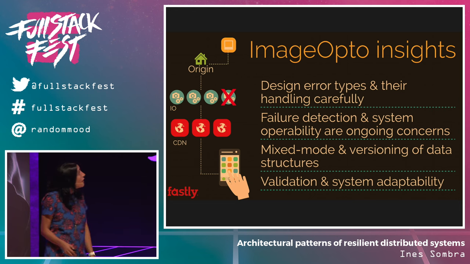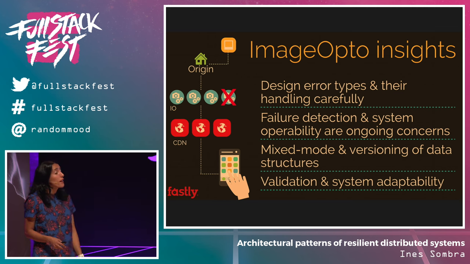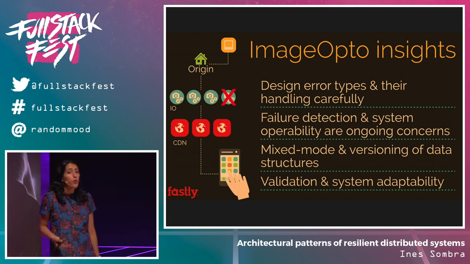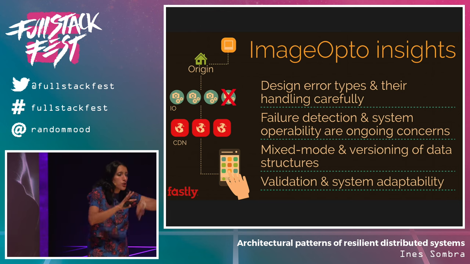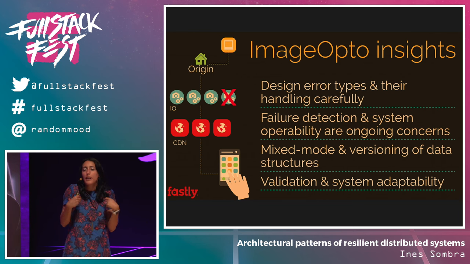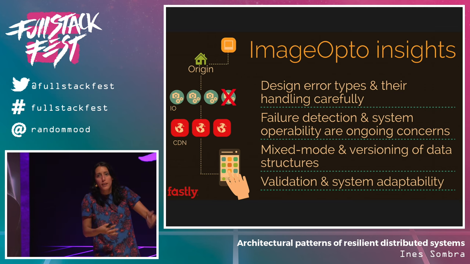In this case, failure detection and system operability are ongoing concerns for us. We have many servers, we have many locations, and if one of our servers goes down, as I mentioned, the interaction between the edge and us has to be synchronized. If we're in a state where we can't take traffic, we have to signal the edge, which is talking to us, to not send us traffic.